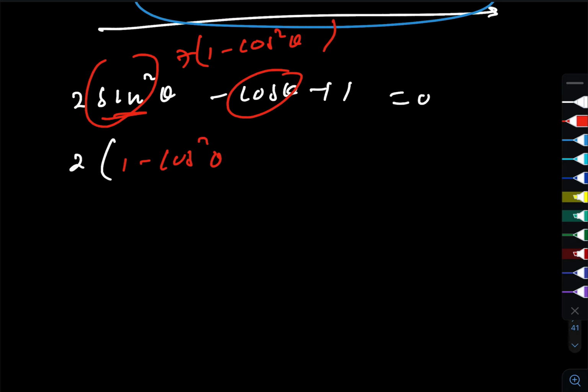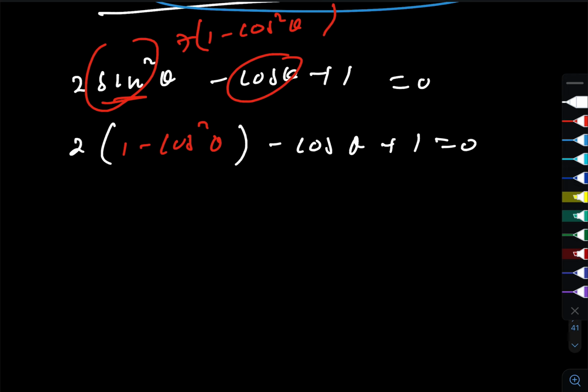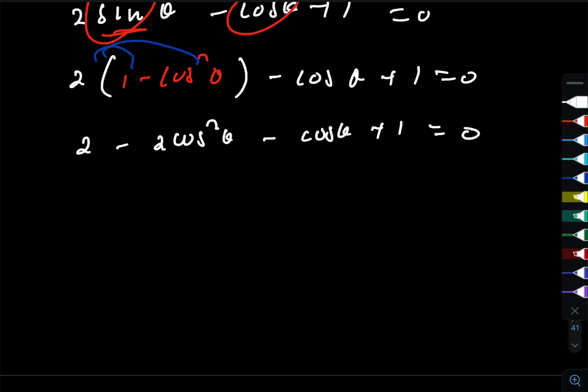Remember, we're using squared identities here. And then minus cosine theta, not x, plus 1. We're going to equate that to 0. And then again, we do the same thing. We factor the 2 inside. This is going to be 2 minus 2 cosine squared theta minus cos theta plus 1, and that will all equal 0.